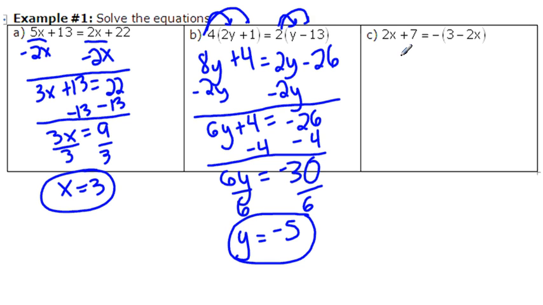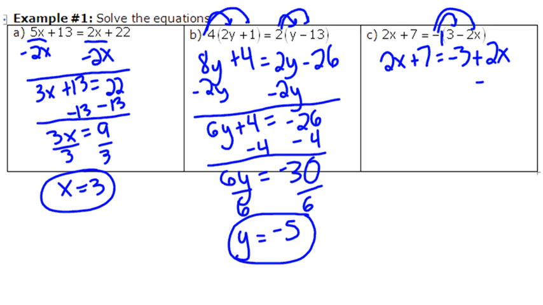So for C, again, I have parentheses. Now this negative, remember, if you don't see a number, it's like a negative 1. So I'm going to distribute the negative 1 to both of my terms. So on the left side of the equal sign, it stays as 2x plus 7. On the right side, this becomes negative 3 plus 2x, because negative 1 times negative 2x makes a positive. From here, I'm going to go ahead and move my variables to one side because I don't have to combine any like terms.